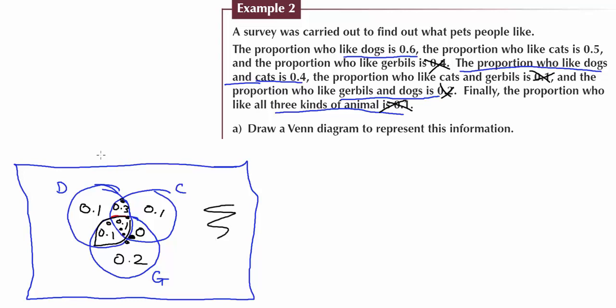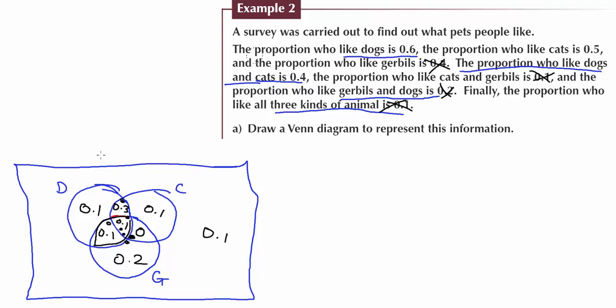No. Never forget the outside is an area. This is the area of that miserable guy across the road. He's like, I hate dogs, I hate cats, I hate gerbils. You have to include that. So let's add all of these things up. I get my calculator. 0.1 plus 0.1 plus 0.1 plus 0.3 plus 0.1 plus 0.2. All my probabilities have added up to 0.9, which makes the outside 0.1. Okay, that's how you do that kind of question.